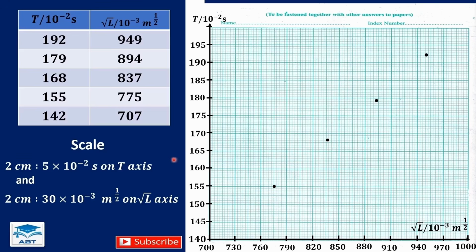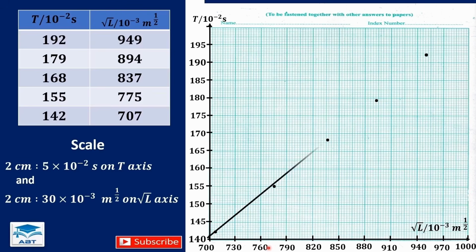The last point we have 142. This is 140. We want 2, so we move 4 times. Since 2 boxes is equal to 1. 707 on root L axis. This is 700, 703, 706, and 707 would be within the next box, so they are going to meet here.